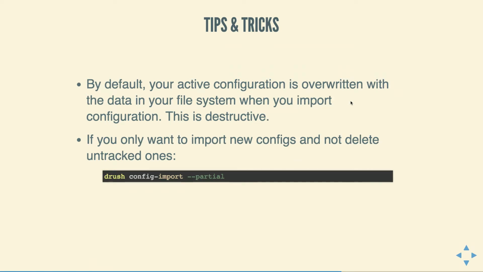All right. Another thing to know is that by default, configuration synchronization is destructive. It's taking what's on your file system and importing it into the database and destroying anything that's not there. So that's good, I guess. Keeps things clean, but you can get yourself into trouble if you're not aware of that. One flag that you can pass to Drush when doing this is config-import --partial. What that's going to do is import anything that's new, change anything that already exists, but don't delete anything that's not tracked on my file system already.